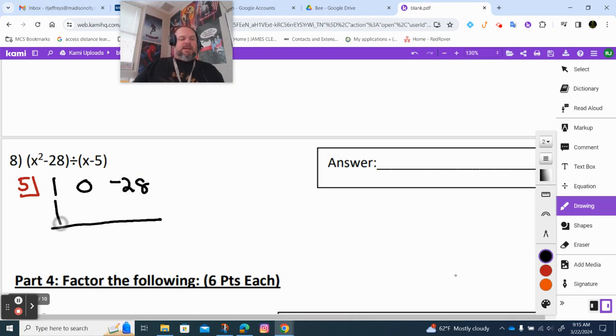And then we do the same pattern. 5 times 1 is 5. My colors aren't working. 0 plus 5 is 5. 5 times 5 is 25. And negative. Good job.